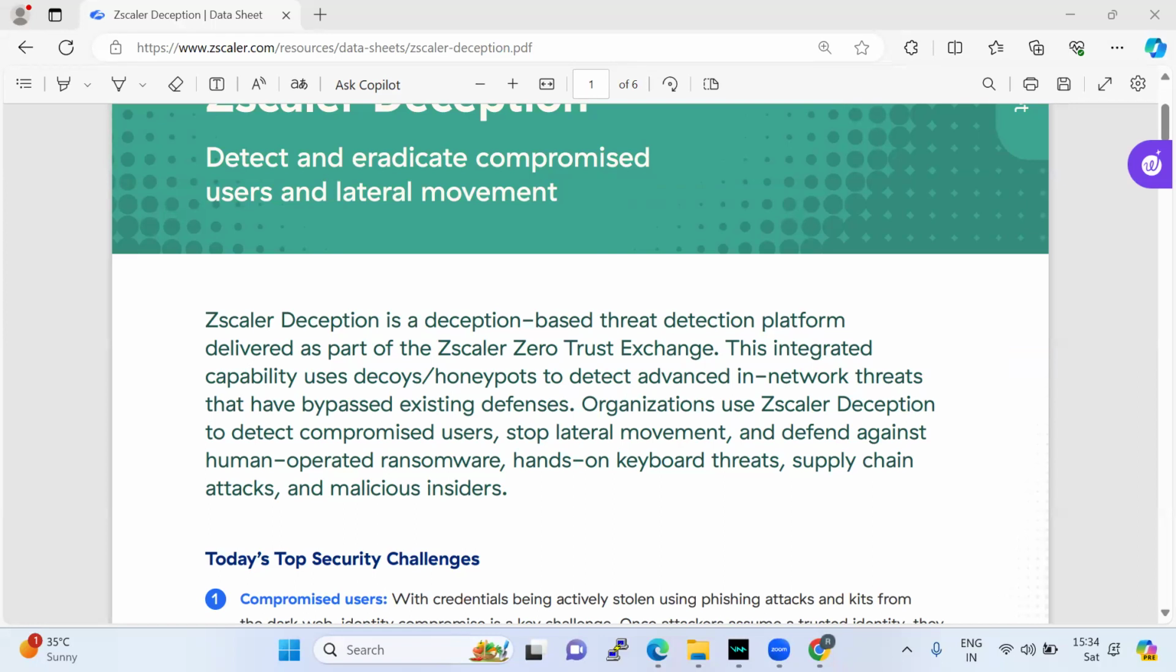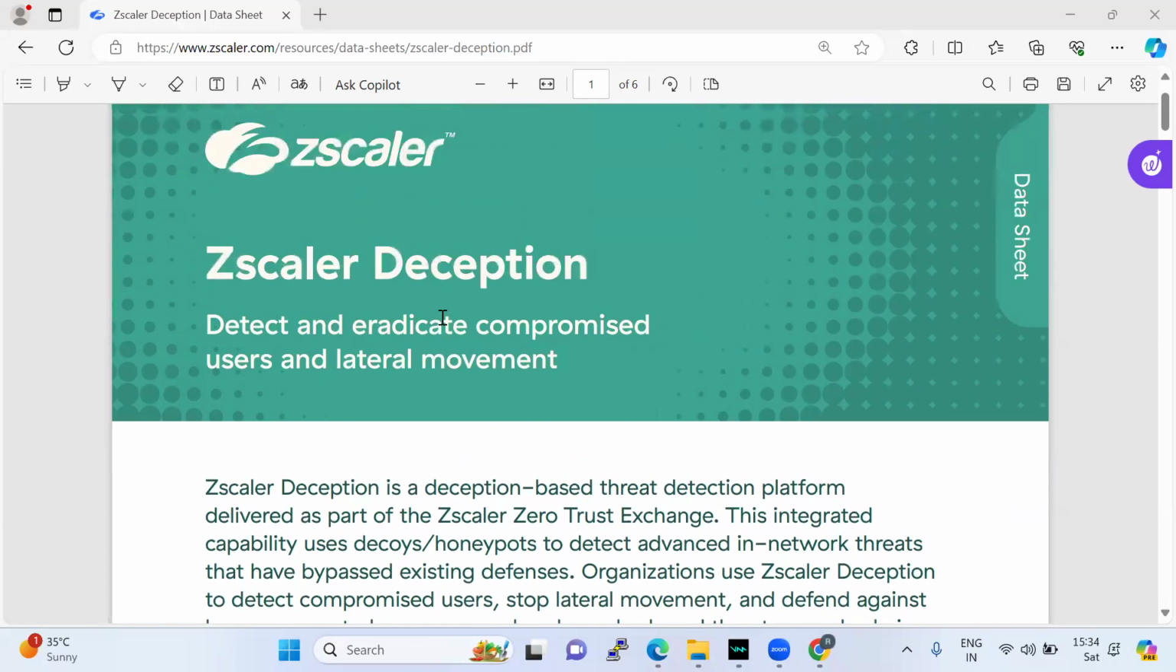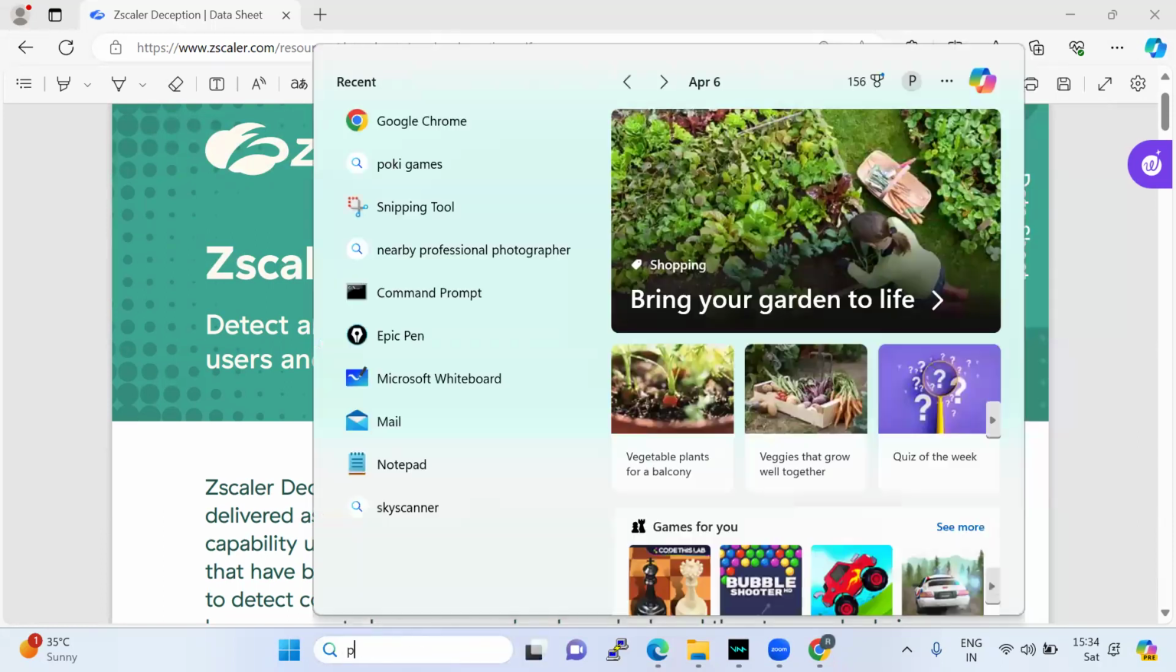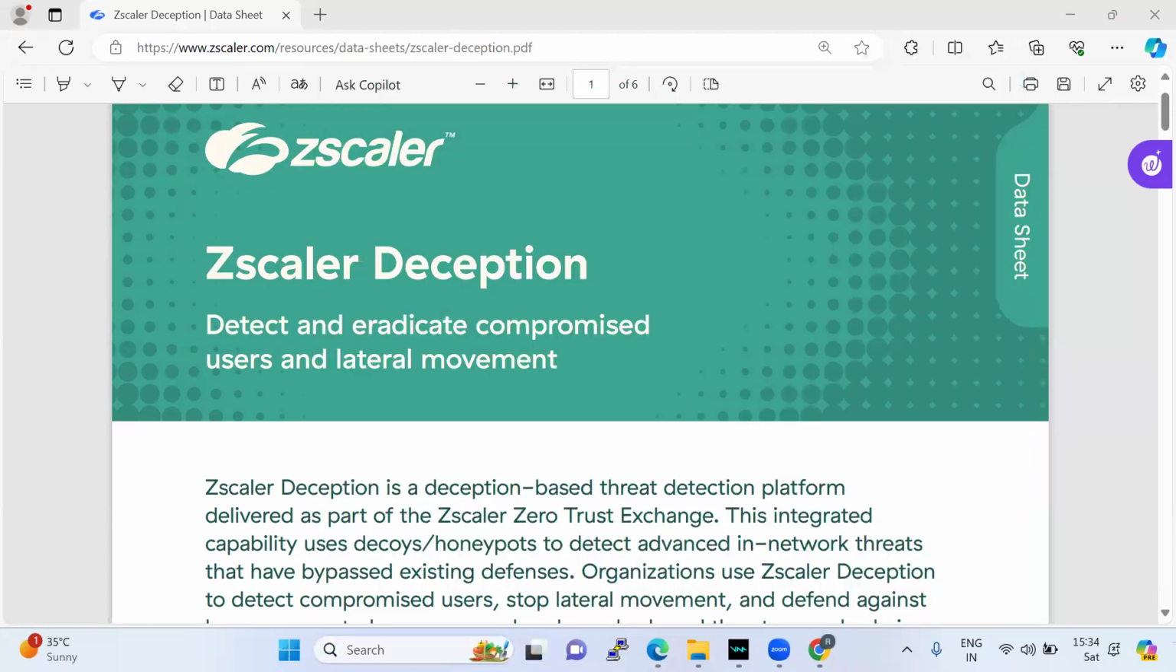So today we are going to discuss the Zscaler deception, right? It's quite a new technology, and we'll try to understand the key concept of Zscaler deception and why it is going to be used, right? Before I start, let me explain something which is very important to understand about this concept.